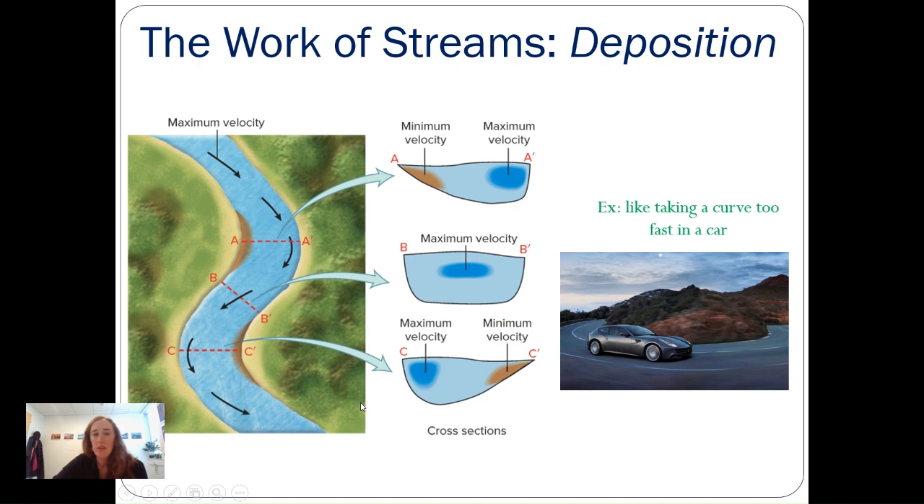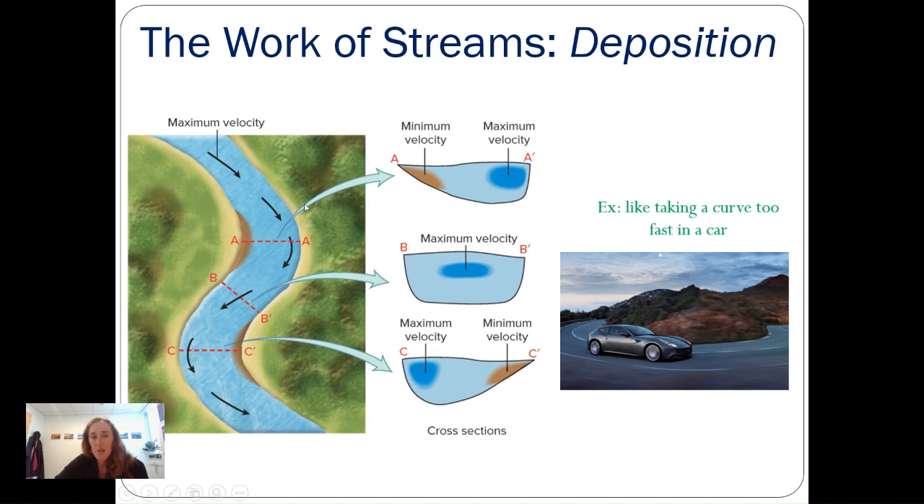The point here is that if you drew a line across at location A, you'd notice that the slowest moving water is on the left side of the channel and the fastest moving water is on the right side of the channel. As this happens, it carves away and erodes on one side of the channel and then leads to deposits on the other side of the channel.